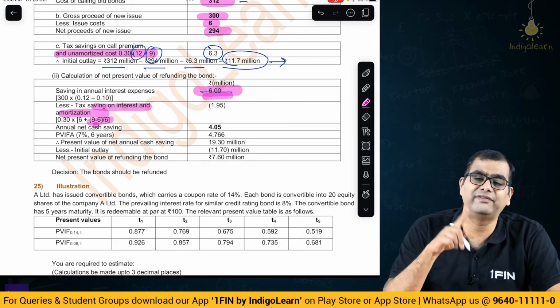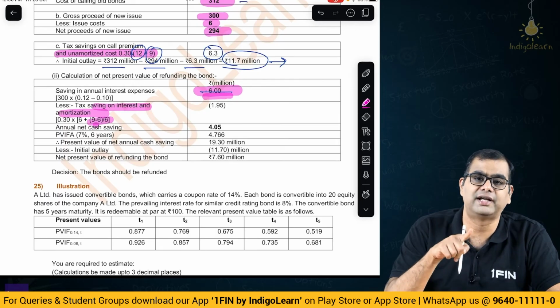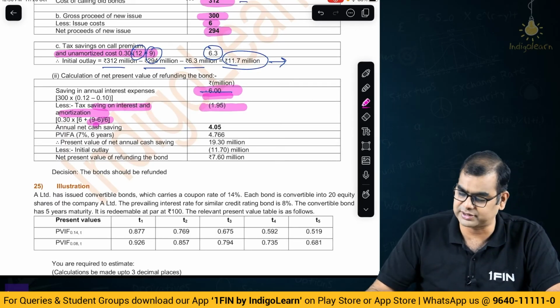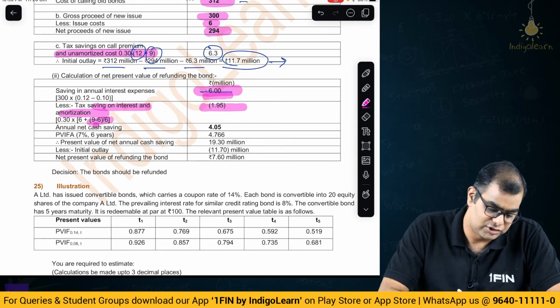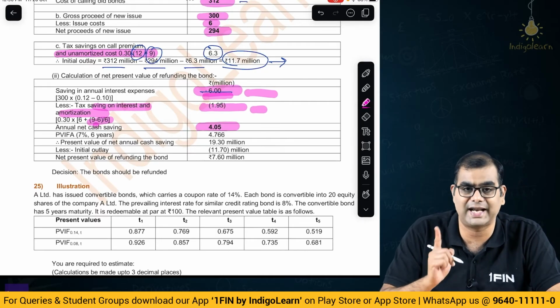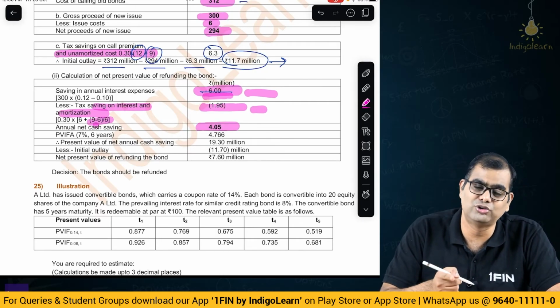On 6.5, every year you are actually losing 30% of the tax benefit. So you also compute 6.5 into 30%. 6.5 into 0.3, you get 1.95. So the net saving is 6 minus 1.95, which is 4.05, but this is the annual saving. Now you have to do this for how many years?